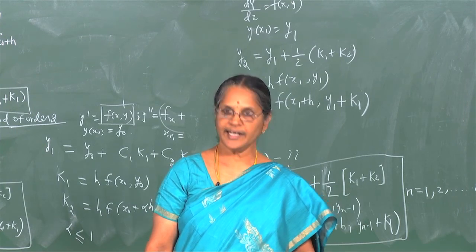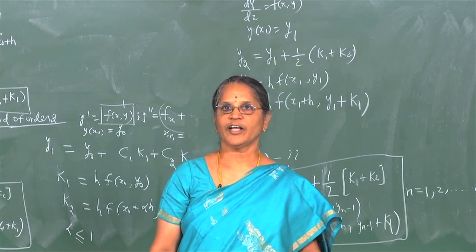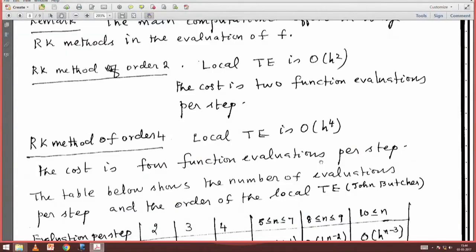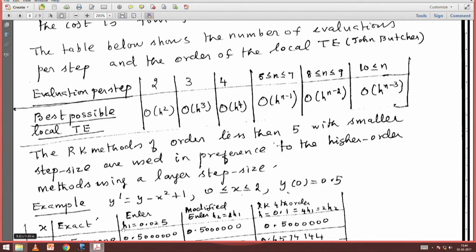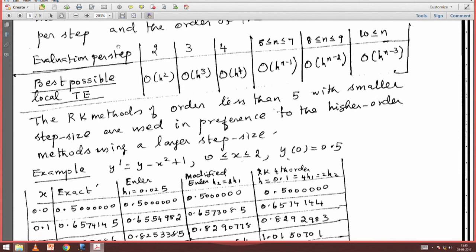So, the main computational effort in using RK methods lies in the evaluation of the functions f. The local truncation error in a second order method is of order of h square. The cost is just 2 function evaluations per step, and in the method of order 4 it is order of h to the power of 4. So, the table below shows you the number of evaluations per step that you require when you consider the order of local truncation error. This was given by John Butcher. So, you observe that with 2 evaluations of function per step, when you use a second order method, the best possible local truncation error is of order of h square. If it is 3, then truncation error is of order of h cubed and so on.